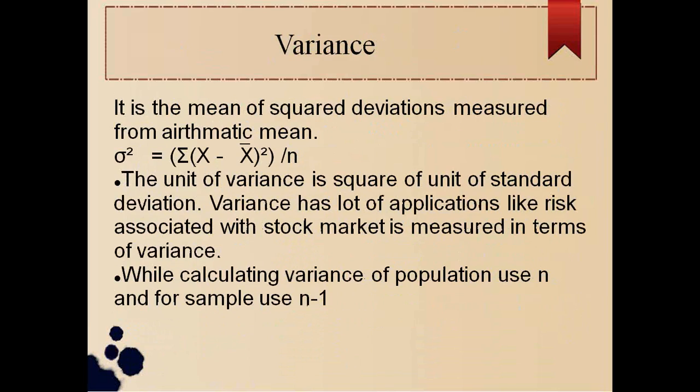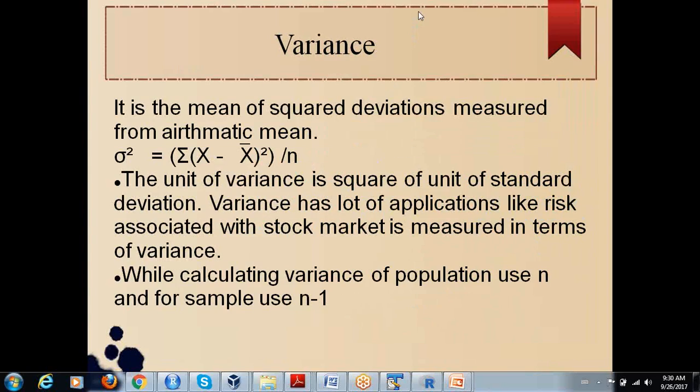So, any problem with the variance? Shall we move to covariance?